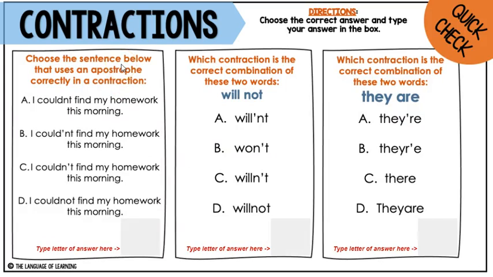Choose a sentence below that uses an apostrophe correctly in a contraction. I couldn't find my homework this morning, so there's no apostrophe there, so that's not it. I couldn't with the apostrophe between the D and the N, which is not correct because it's not filling in for the missing letter. I couldn't find my homework this morning, so could not. There should be an O there. The apostrophe is taking its place, so that's probably the correct answer. Or I could not find my homework this morning. There is no contraction at all there. So we're going to type in C.